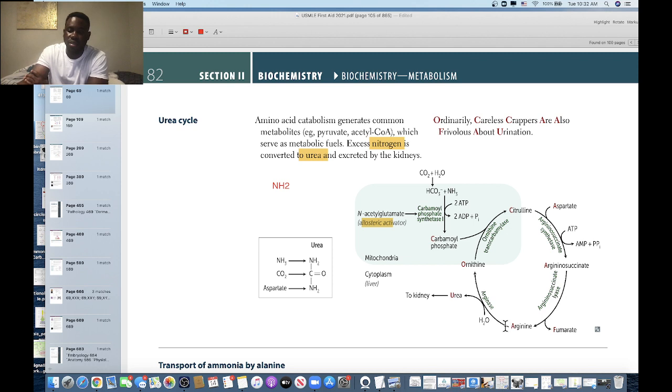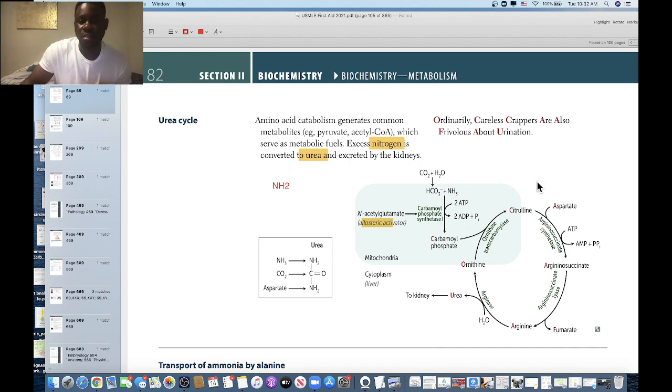Then we get what? We get arginine, but in the process we give off fumarate. This fumarate will go into the TCA cycle. We saw it earlier. That's linked to the TCA cycle. And now arginine will be converted into what? Ornithine again. So it's a cycle using the arginines, but here we give off the urea, which goes into the kidney to be eliminated. So this side is occurring in the cytosol. This side is occurring in the mitochondria.